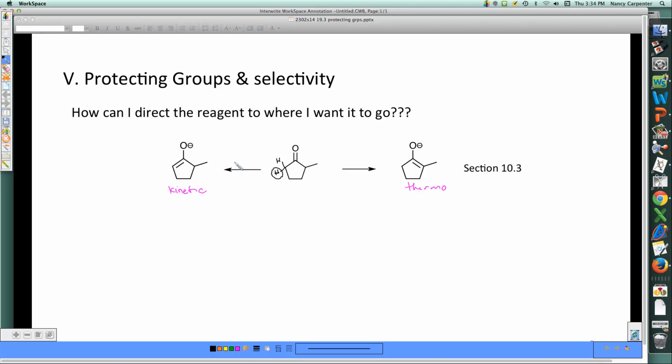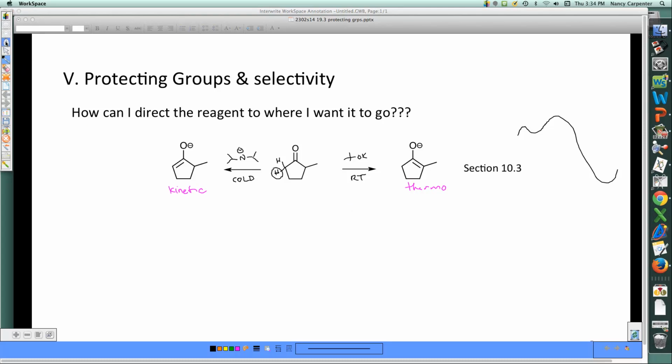We can really accentuate that by keeping the temperature down and using a really bulky base like lithium diisopropylamide. Whereas we could use tert-butoxide at room temperature or above to allow the whole thing to equilibrate. Kinetic ones form first, but if we use potassium tert-butoxide, we can allow it to equilibrate to the thermodynamic, which is more stable.